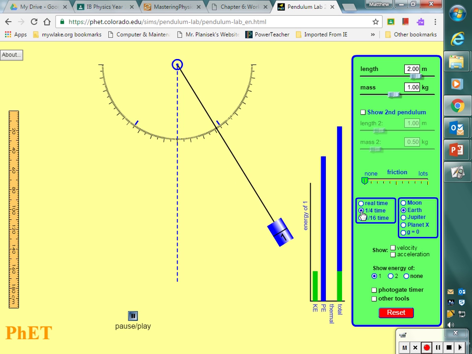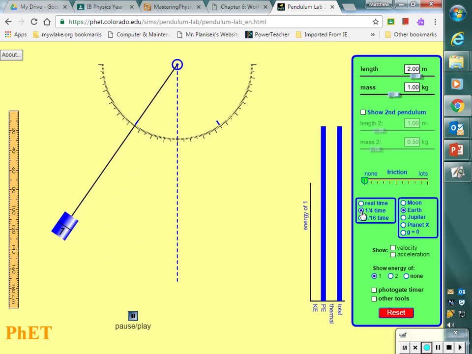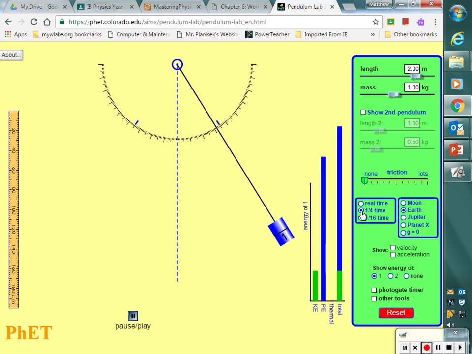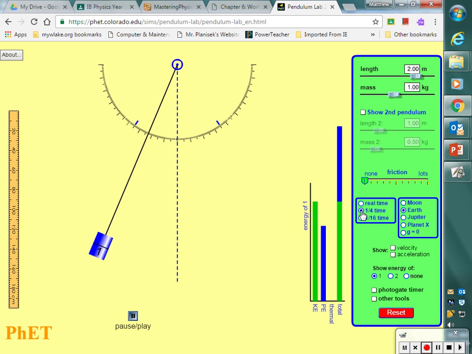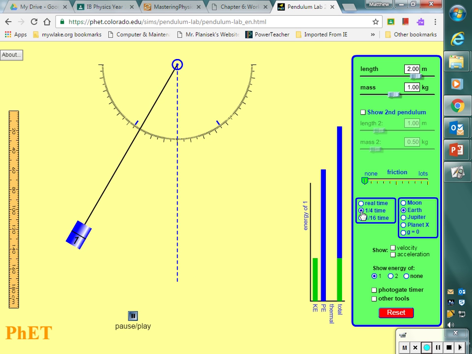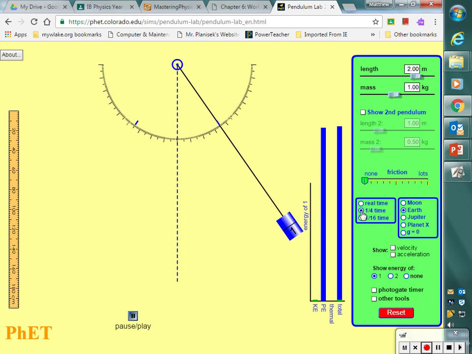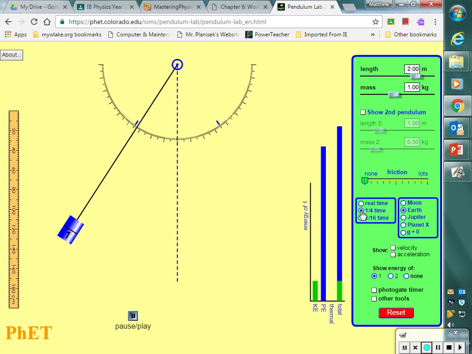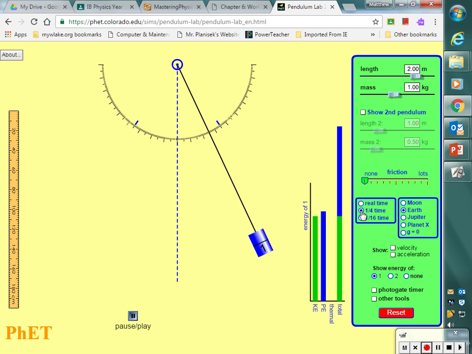All right, as far as the bar graphs go, we can see there are 3 bar graphs moving right here. One's labeled KE, one's labeled PE, one's labeled total. First, as we watch the changes in the graphs, do they make sense based on the motion of the pendulum? Let's talk about KE and PE first. Where is PE the highest?